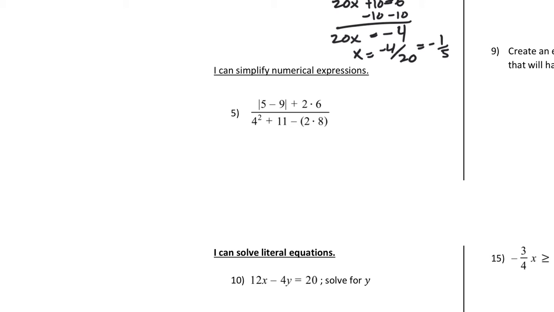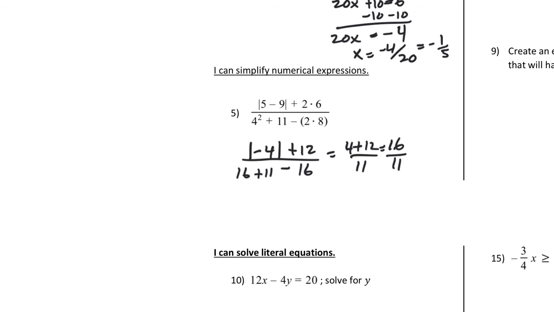Yeah, this one's definitely beefy. Order of operations question. I think what I would do is show that we have the absolute value of negative 4 plus 2 times 6 is 12, over 4 squared is 16 plus 11 minus 2 times 8 is 16. Absolute value of negative 4 is 4. Oops, 4 plus 12 over, this should be just 11, right? This is 27 minus 16. And then that would be 16 over 11.